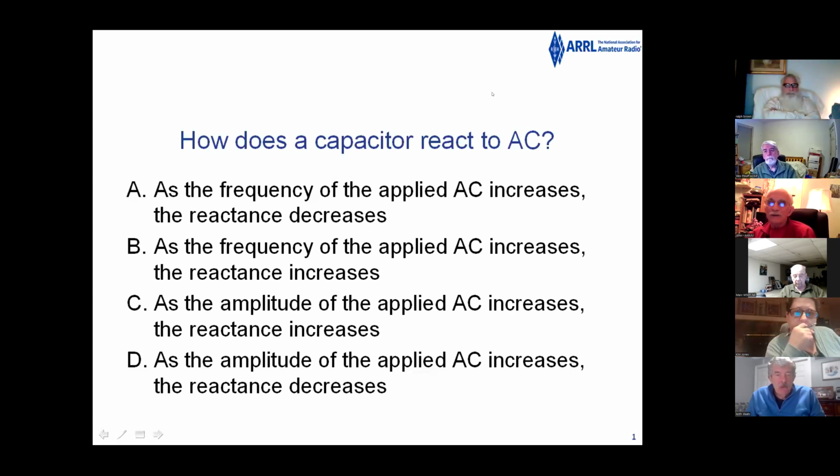How does a capacitor react to AC? This was just, I don't think I asked it before. A: As frequency of the applied AC increases, the reactance decreases. B: As frequency of the applied AC increases, reactance increases. C: As amplitude of the applied AC increases, reactance increases. D: As amplitude of the applied AC increases, reactance decreases.